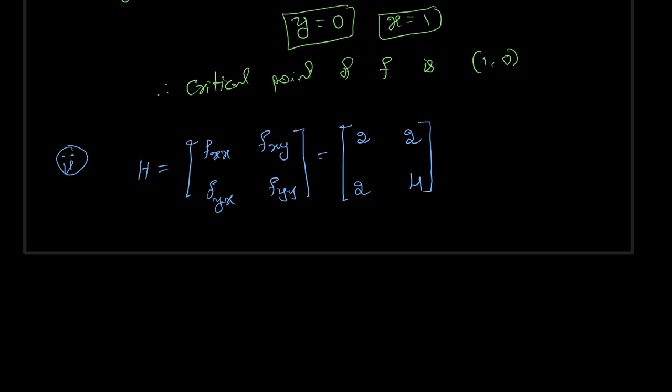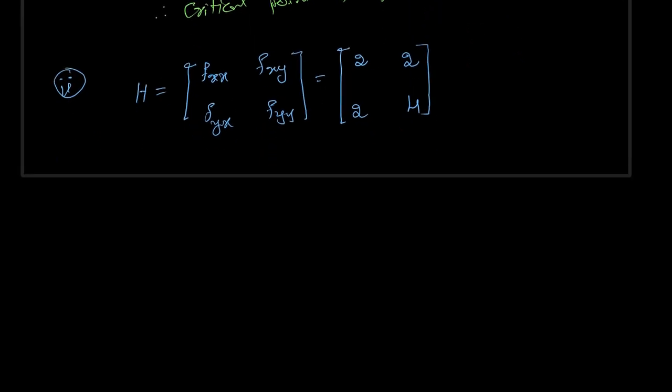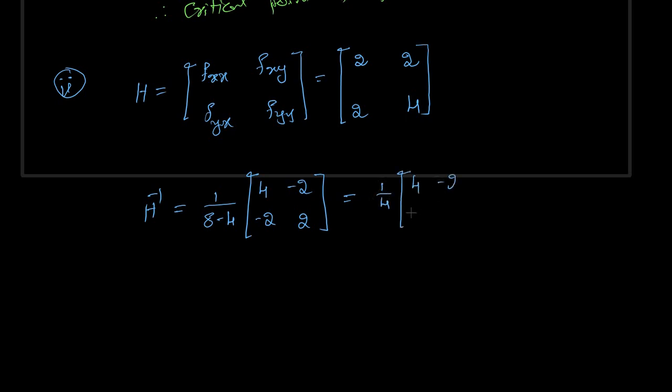Alright, anyway, so now we need to find the inverse of this matrix. So let me find it. H inverse equals 1 by determinant, and the determinant is 8 minus 4, that is 4 only, and this is [4, 2; -2, -2]. Alright, so now this gives me 1 by 4 into [4, -2; 2, ...]. So we got the Hessian matrix also.